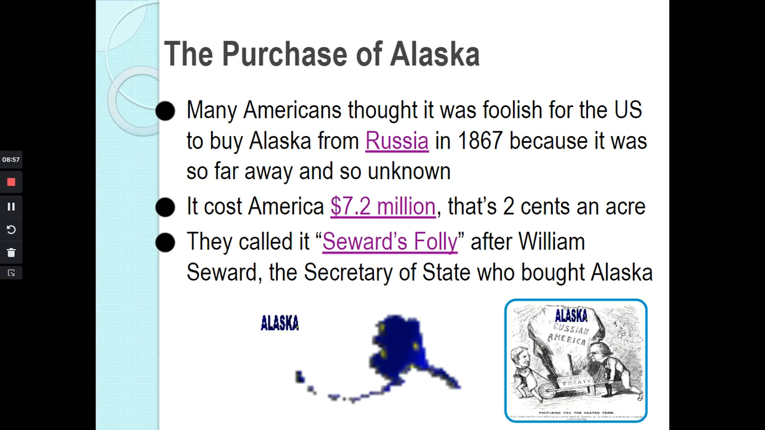And this became known as Seward's Folly. They thought he was foolish for buying Alaska. And the poor guy, he would go to his grave with everybody saying he was stupid for buying this land. Why would he do such a thing? Well, beyond his grave, of course, he could laugh because definitely Alaska proved to be very valuable.